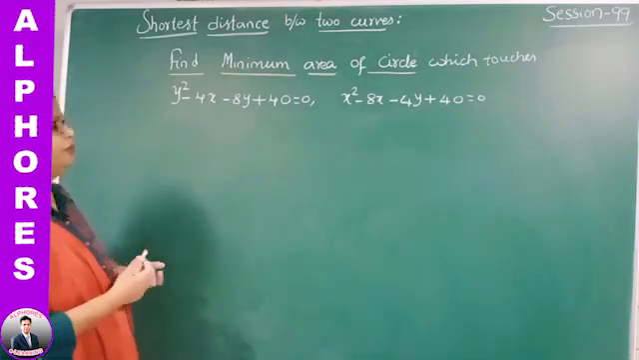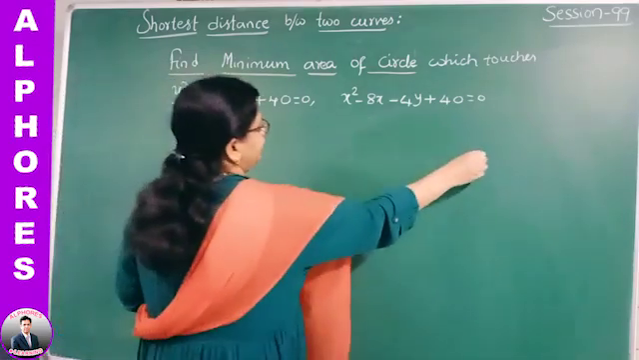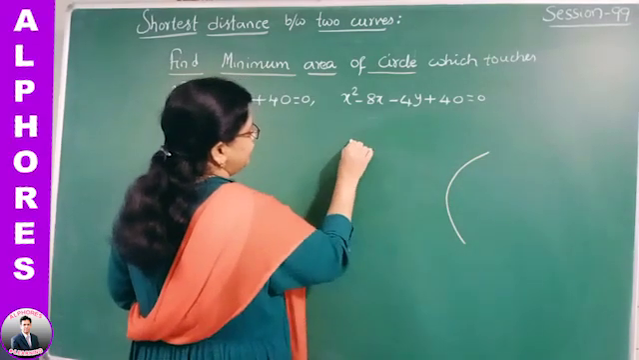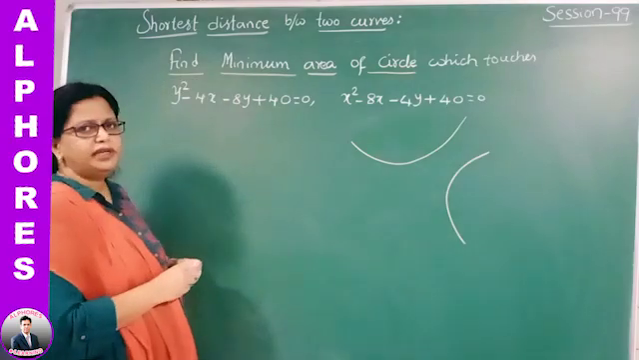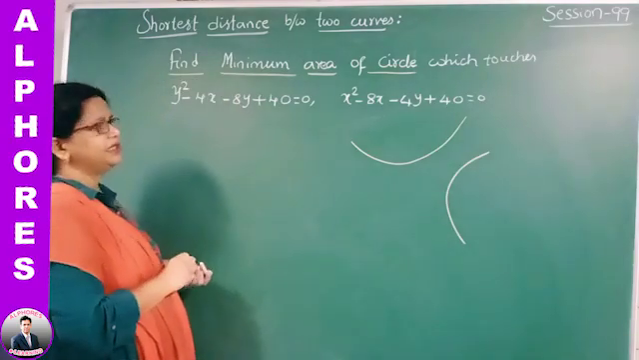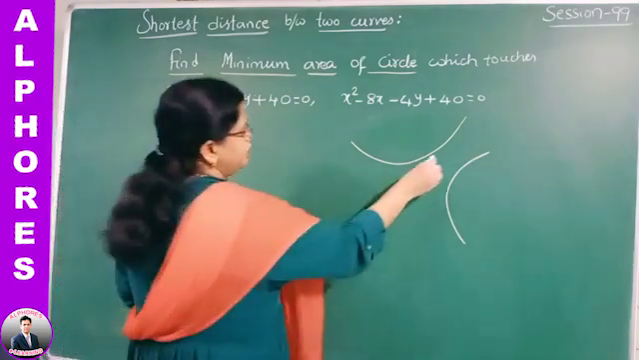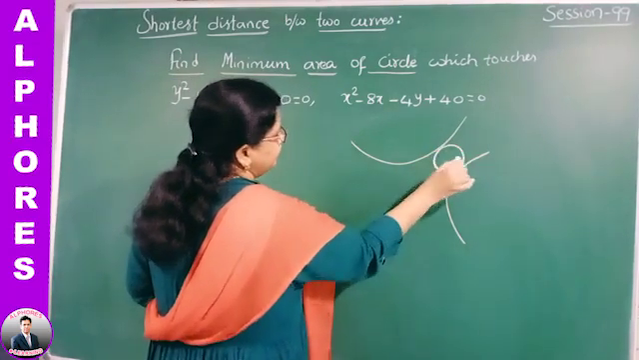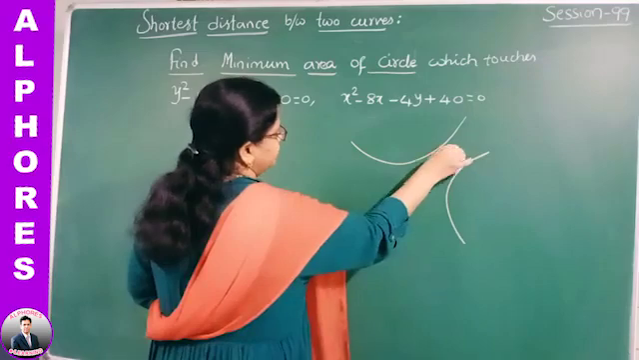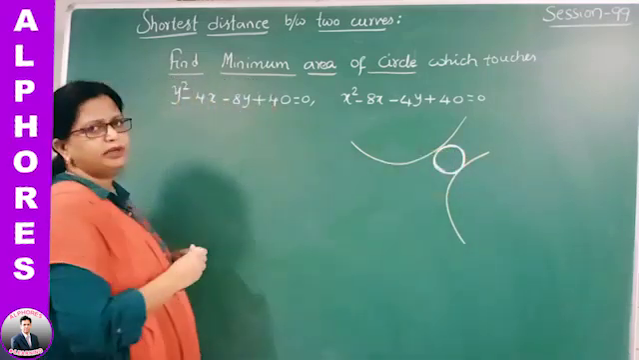Then how to do? That means if one parabola is like this and another parabola is in this way, then they are asking what is the minimum area of a circle which can touch both the curves. That means if I consider like this, one is the circle which can touch both the curves. So this one is the minimum area.